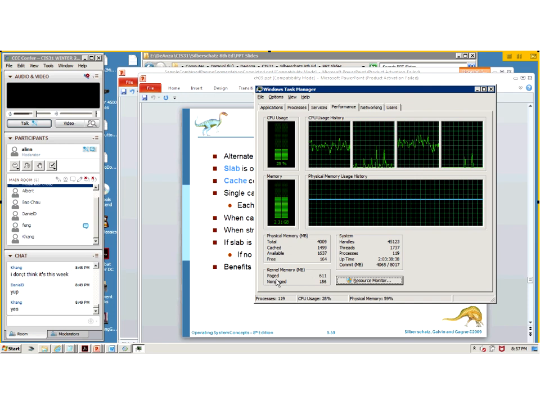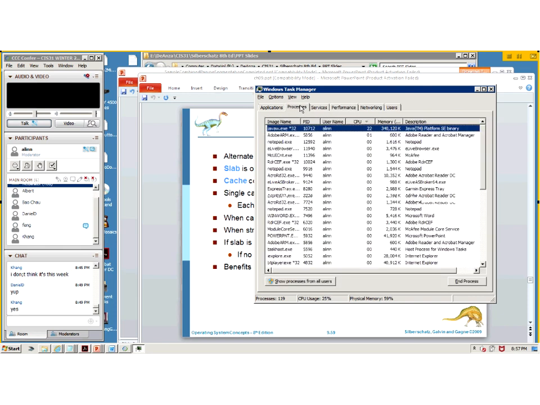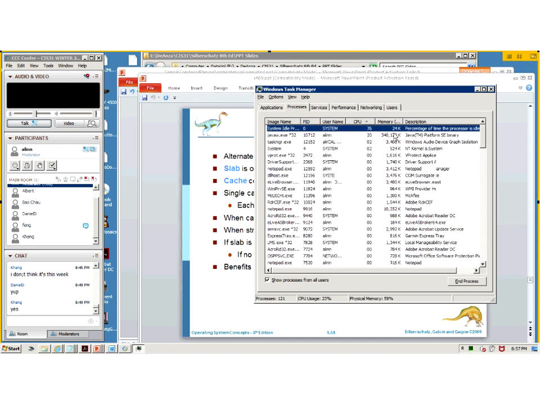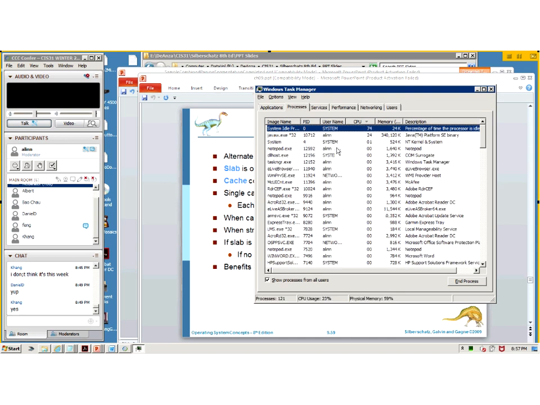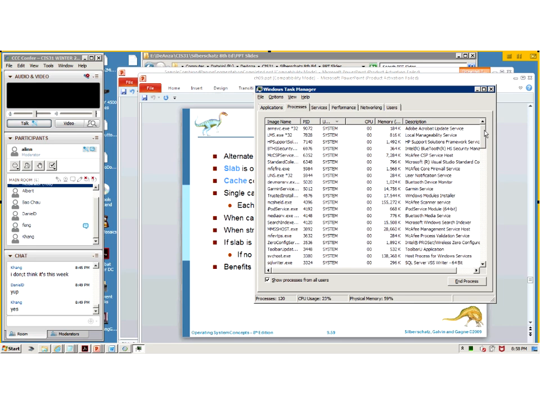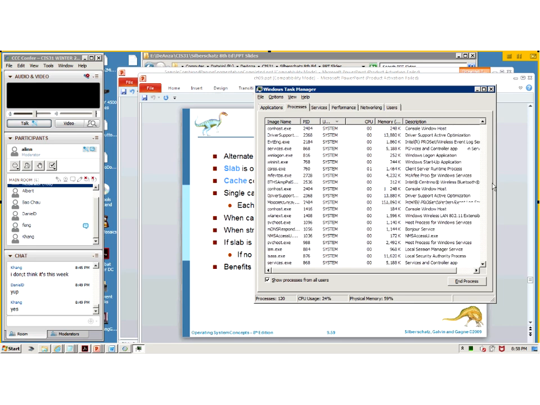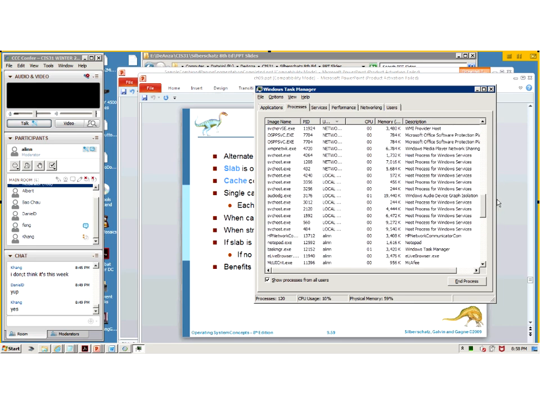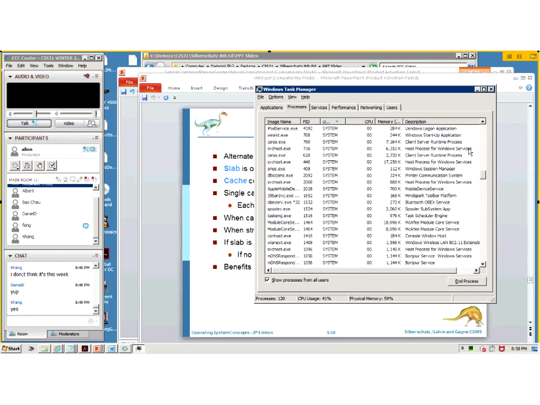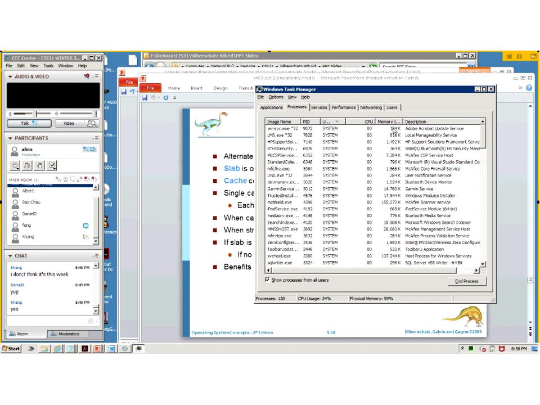I'd have to think about Windows and how it allocates memory, and I don't recall that. But we show all processes, and I'll do it by user. So system, I've got all these system processes that are running, and a couple of local processes, and the rest are ones I started, apparently, under my user ID.